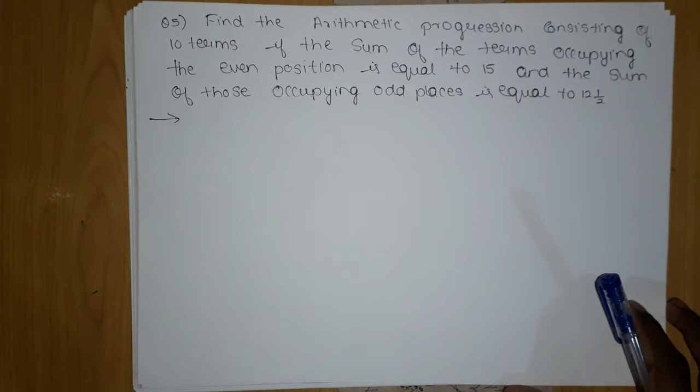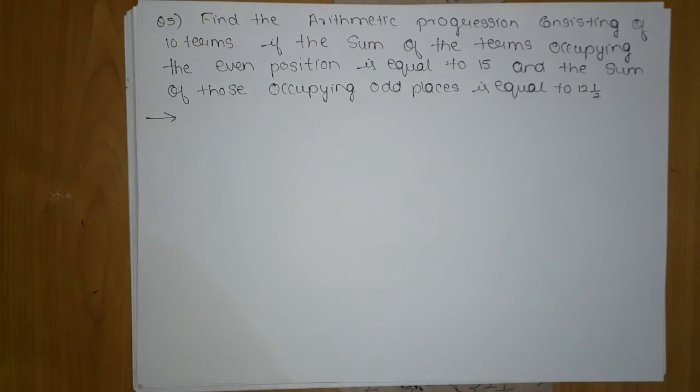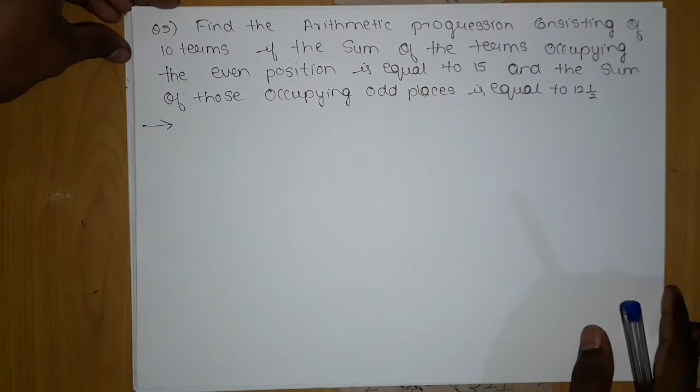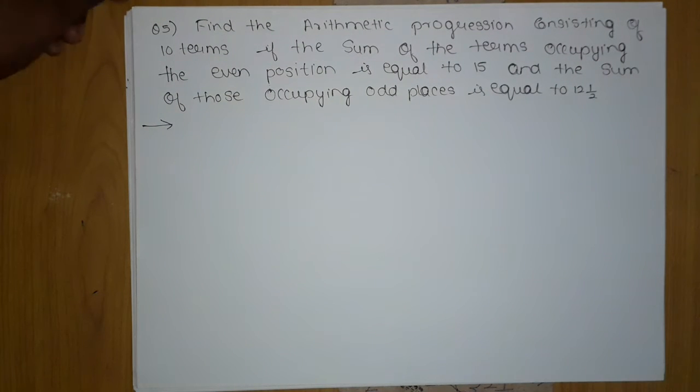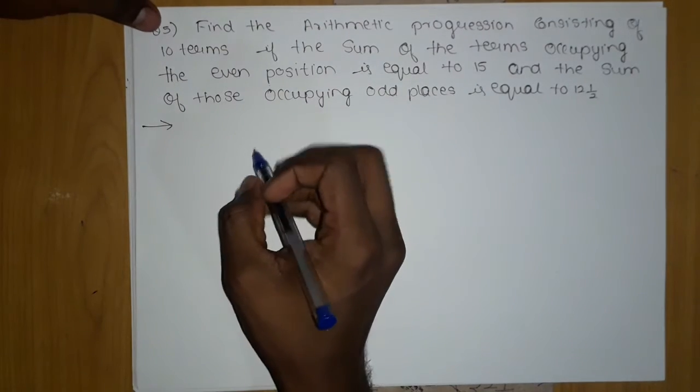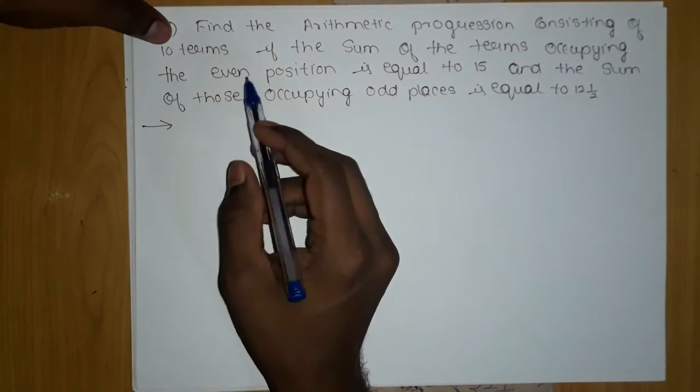The next question is this: find the arithmetic progression consisting of 10 terms if the sum of the terms occupying the even positions is equal to 15 and the sum of those occupying odd places is equal to 12 1/2. This is a fraction representation. Now what should we do? They are telling the sum of, and it has 10 terms.